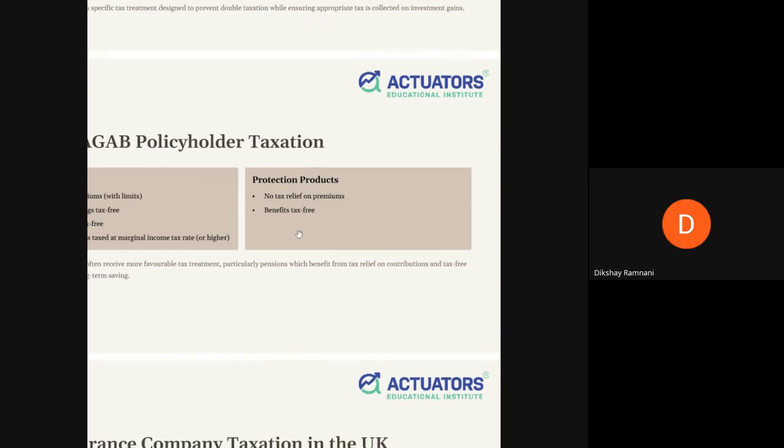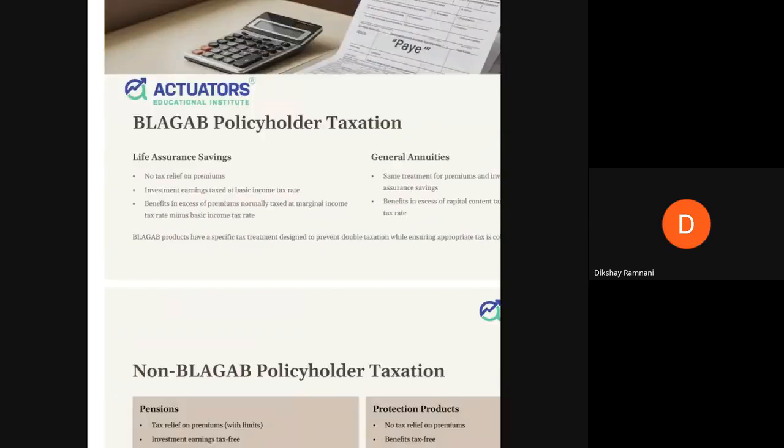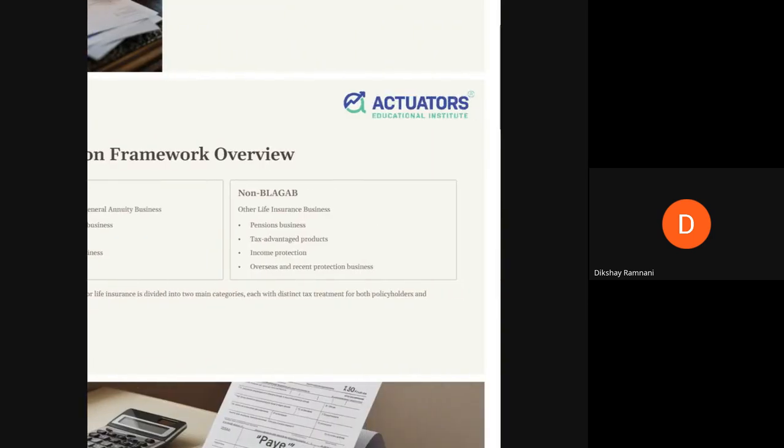Sorry, I have a few questions on the topic. If you go in the non-BLAGAB section, there was something called overseas fraud tax, right? Overseas and fraud risk. For example, if there's an insurance company operating in the UK, but they are selling products in, say, Germany, that becomes a part of non-BLAGAB. I see. And this is why it's very difficult to understand.